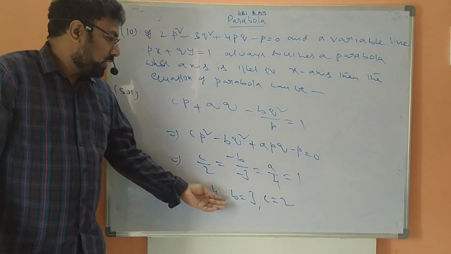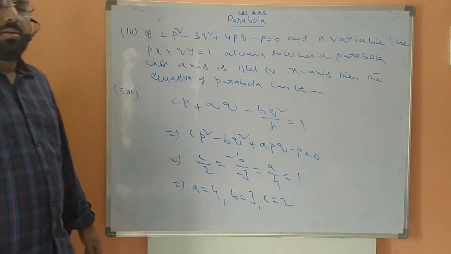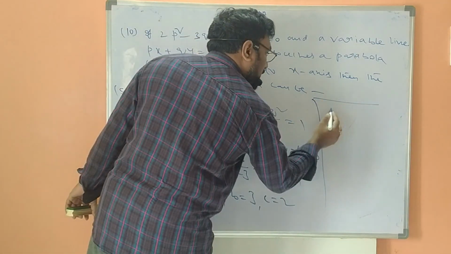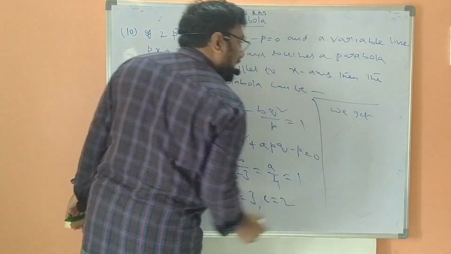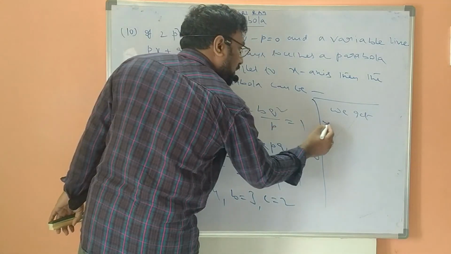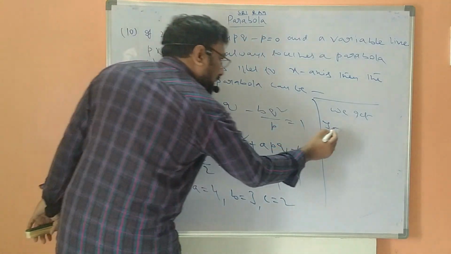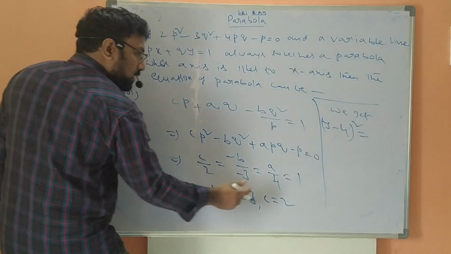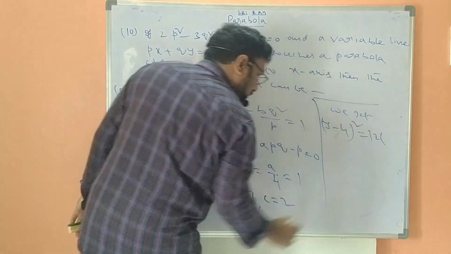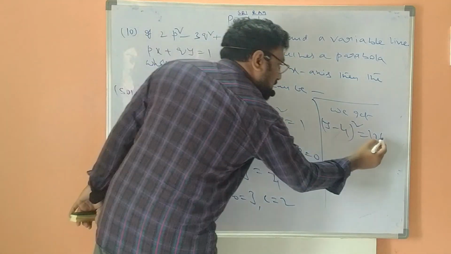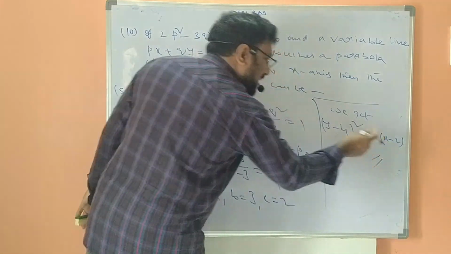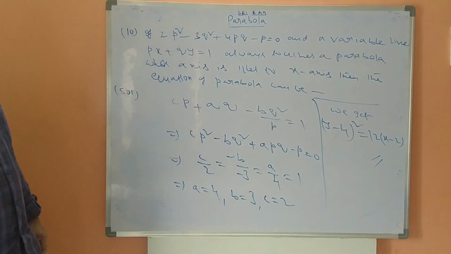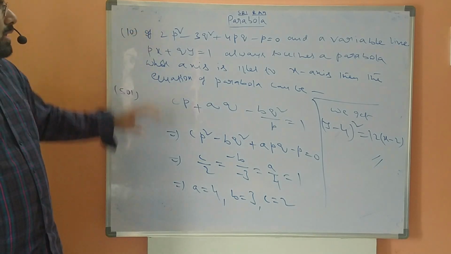So substitute these values of a, b, c in the main equation of the parabola. We get the parabola equation: y minus a whole square, y minus 4 whole square, equal to 4b, 12, into x minus c, x minus 2. So it is the equation of the parabola satisfying the given conditions.